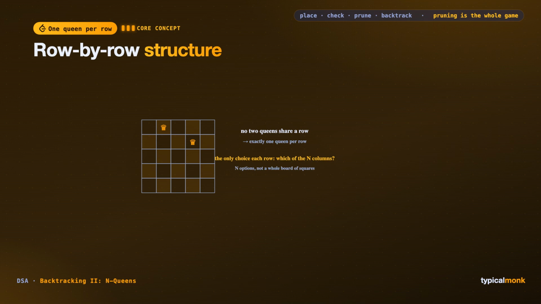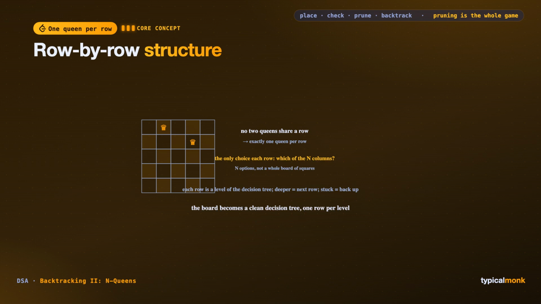We place a queen in row 1 at some column, then move to row 2 and choose a column for it, then row 3, and so on down the board. When we have successfully placed a queen in every row, we have a complete solution. And this maps perfectly onto backtracking. Each row is a level of the decision tree. The choice at each level is the column, one of n options.